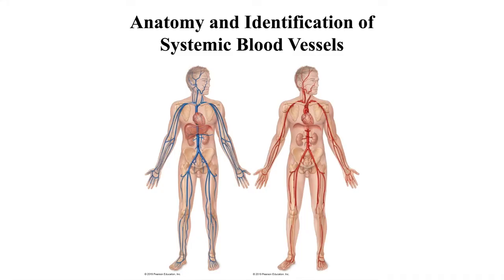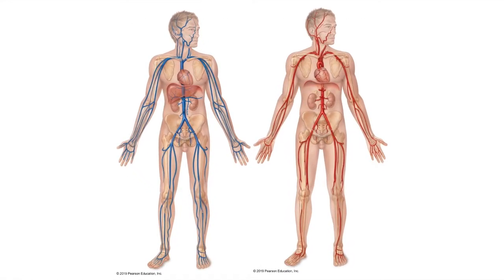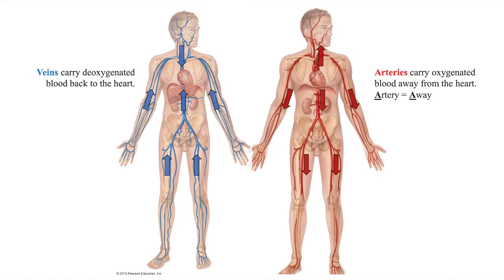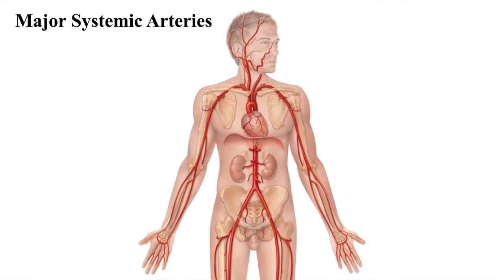Now we'll dive into the anatomy and identification of the major systemic blood vessels of the body. Remember that all arteries, apart from the pulmonary arteries, carry oxygenated blood away from the heart towards the rest of the body. Remember that the A in artery stands for away. All veins, apart from the pulmonary veins, carry deoxygenated blood from the tissues back to the heart. Let's begin by identifying the major systemic arteries of the body, beginning proximally near the heart and working our way distally towards the hands and feet.